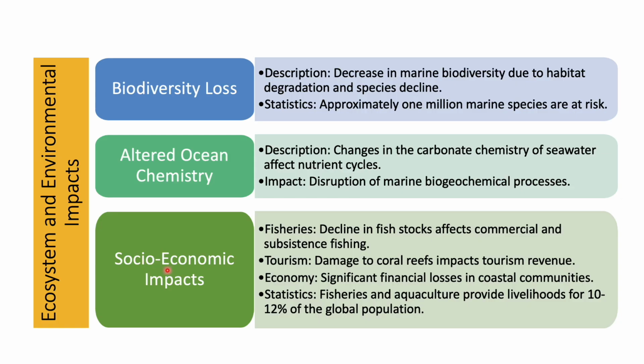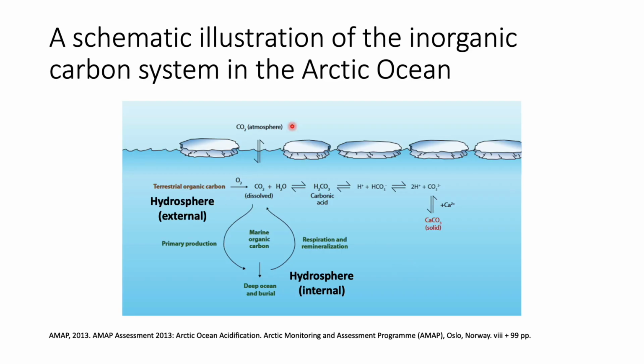What are the socioeconomic impacts? Fisheries decline, tourism damage, economic decline. So these are all the other impacts of the change of pH. And here is a schematic representation of the inorganic carbon system in the Arctic Ocean.